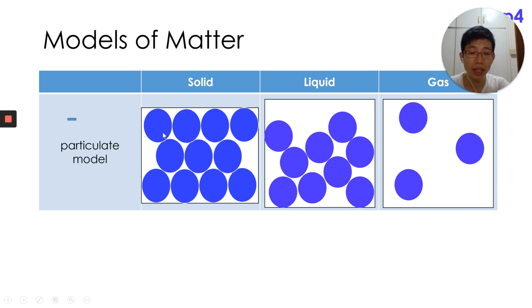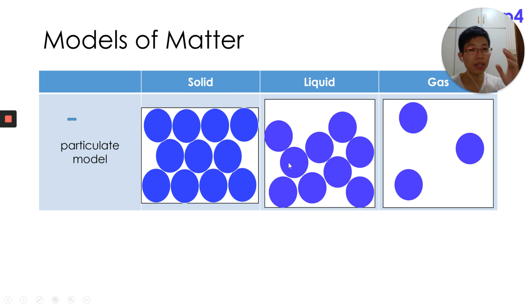For solid, the particles are very orderly packed and quite close to each other. So they are in order. For liquid, they are also close together, but you realize that the particles are not arranged in a proper manner. They are in a disorderly manner. And for gas, they are far apart from one another, and randomly placed also.